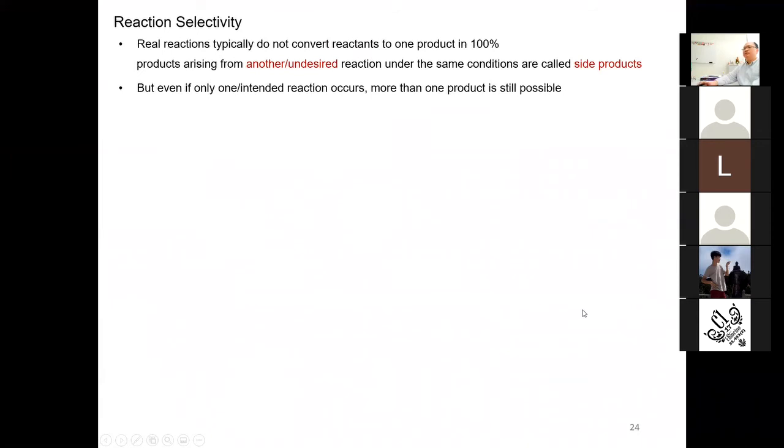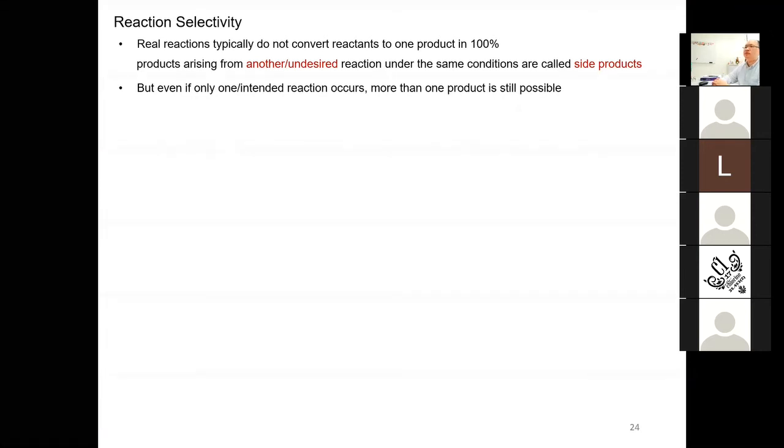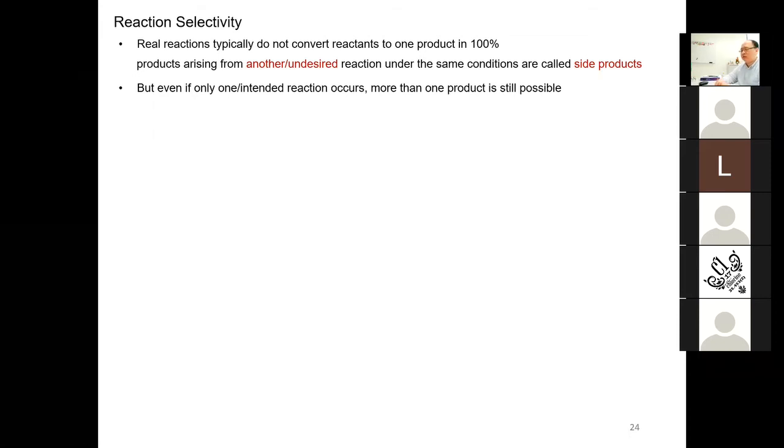All right, so this is just a brief review. After the reaction types, we have different reaction selectivities. In reality, real reactions do not convert reactants to one product in 100% yield. If every reaction went to 100%, researchers like us would be very, very happy. In one situation, there are products arising from another reaction. These are usually called side products, or byproducts. But even if one reaction occurs, there are a lot of possibilities, and that's why selectivity comes into play.